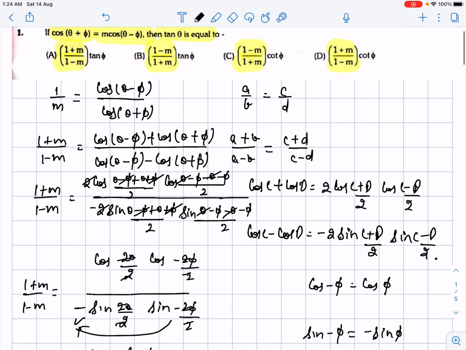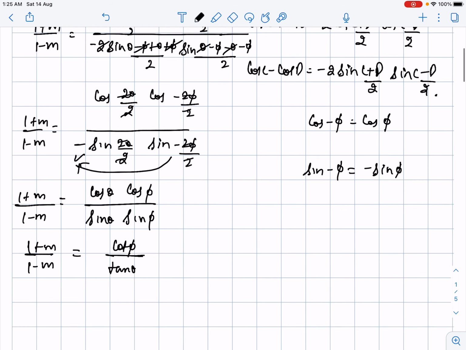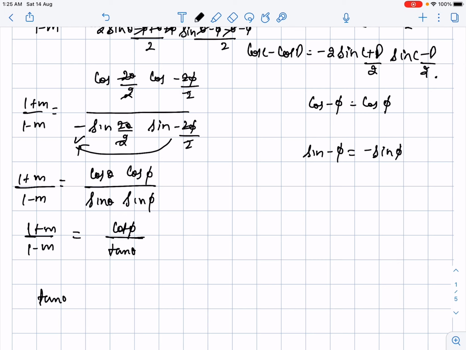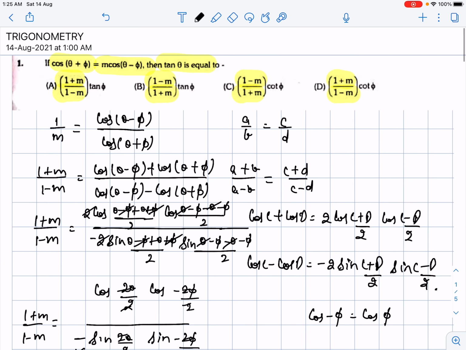But we want the value of tan theta. So we could write cot phi divided by tan theta is equal to (1 plus m) divided by (1 minus m). So tan theta will become (1 minus m) divided by (1 plus m) multiplied by cot phi. So let's see if we have any option like this: (1 minus m) divided by (1 plus m) multiplied by cot phi. So option C will be the right answer for this question.